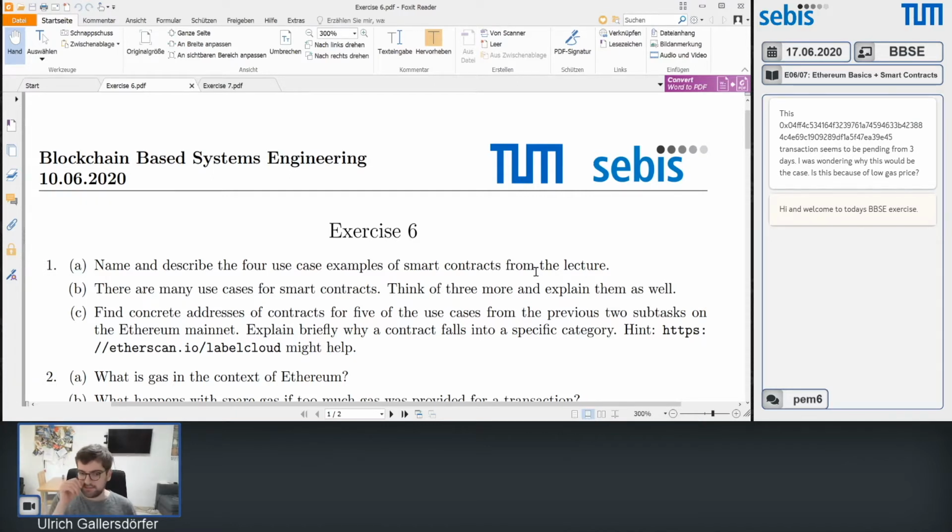So first exercise is name and describe the 4 use case examples of smart contracts from the lecture. So not too difficult. You just go into the lecture and take a look at the exercise, the slides. We had token systems. What are tokens? Tokens are basically sub-currencies you can define yourself and send and transfer to other parties.